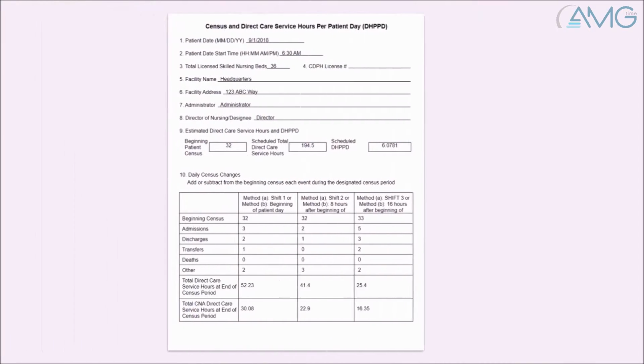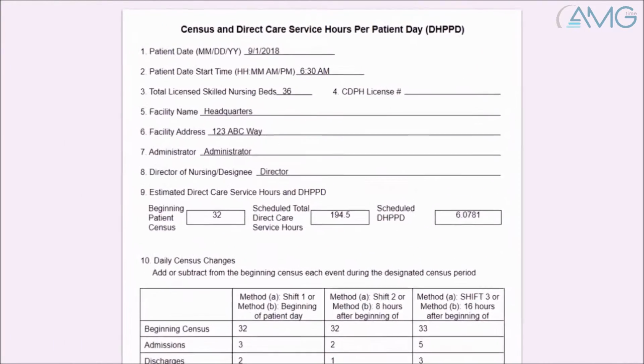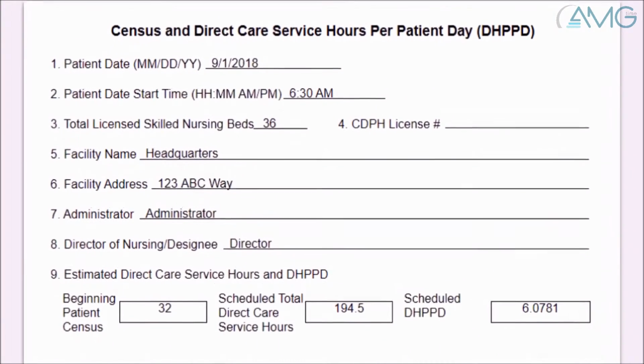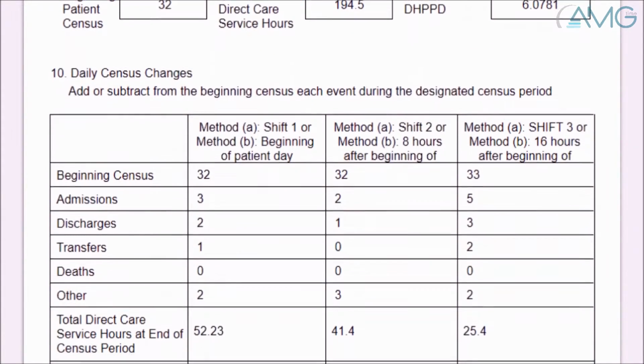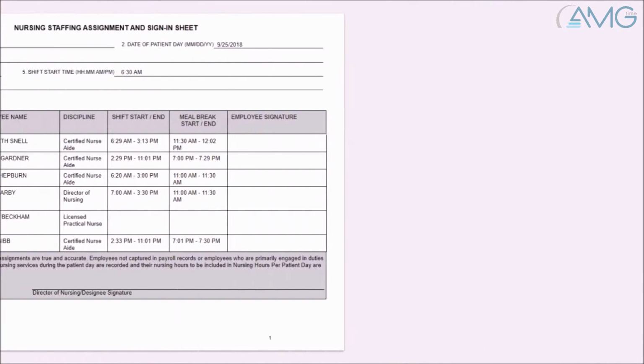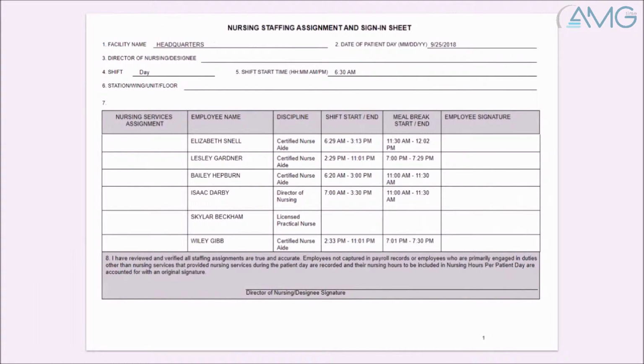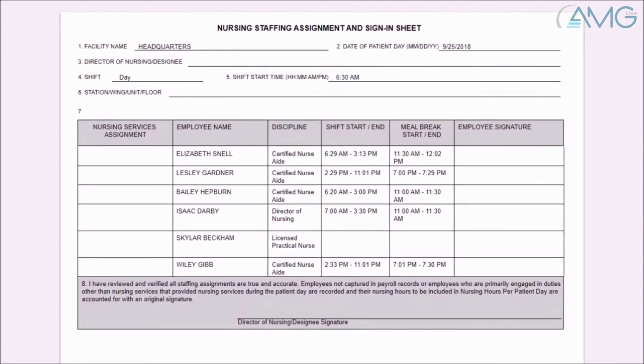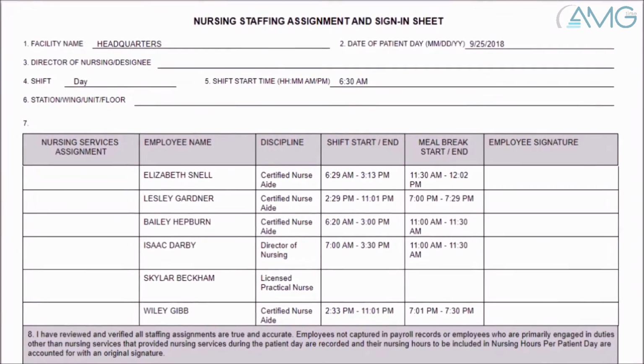The Direct Care Services Hours Per Patient Day, HPPD, which shows general information about patient census and nursing hours. And lastly, the Nursing Staffing Assignment and Sign-In Sheet. This shows employees' assignments, start and end times, and includes the required employee signature line.